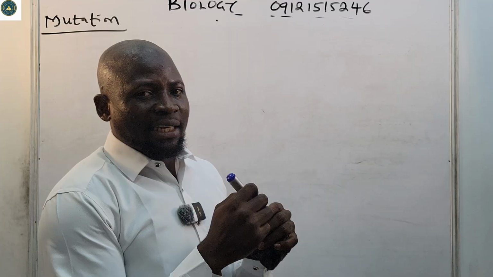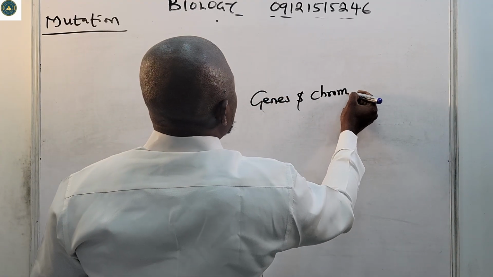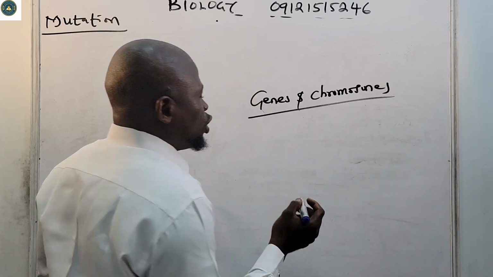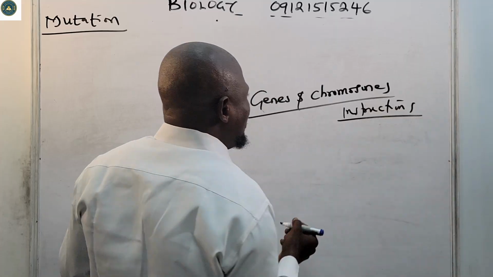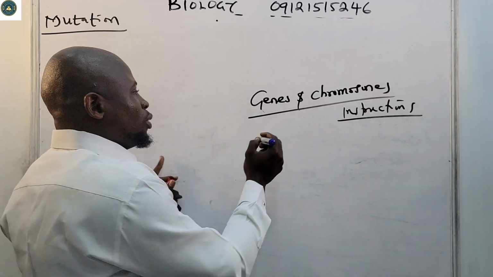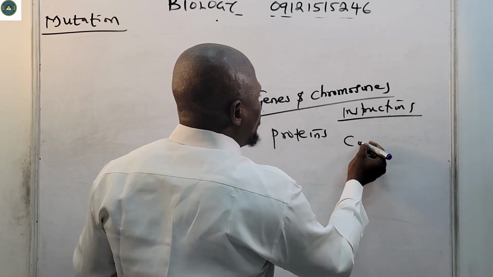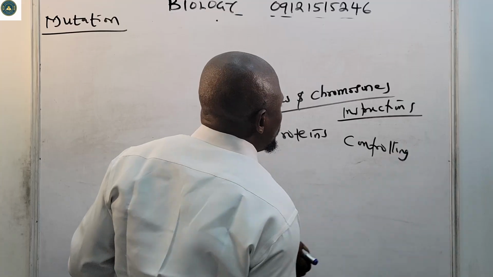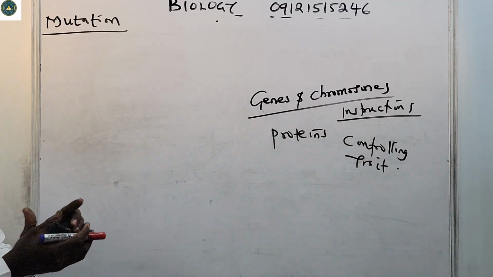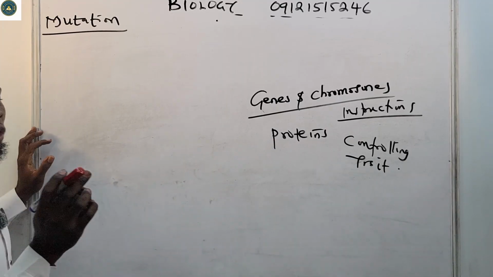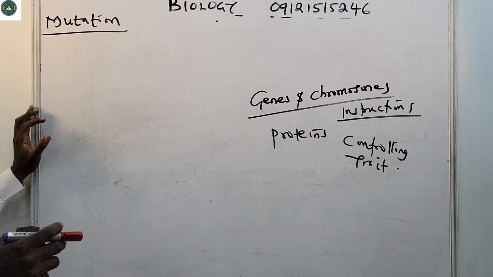Now we know that normally our genes and chromosomes carry instructions for making proteins. Apart from making proteins, they are also there for controlling what we call traits. Our genes and chromosomes carry instructions that are useful for producing proteins and also for controlling traits.